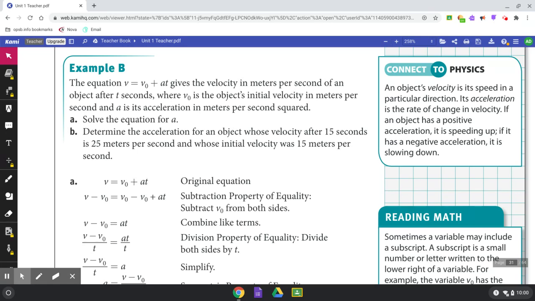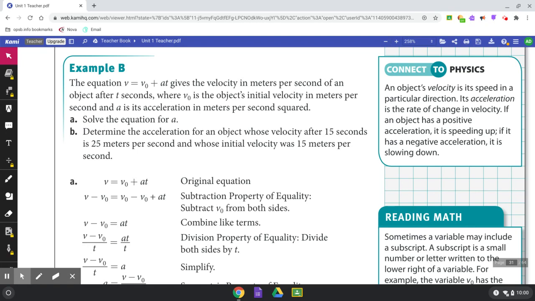Connect to physics. An object's velocity is its speed. Okay? If you ever hear the word velocity, it means speed in a particular direction. And acceleration is the rate of change in velocity, the rate of change in speed. You should hear acceleration when you're driving a car. Most of you are learning how to drive cars right now.